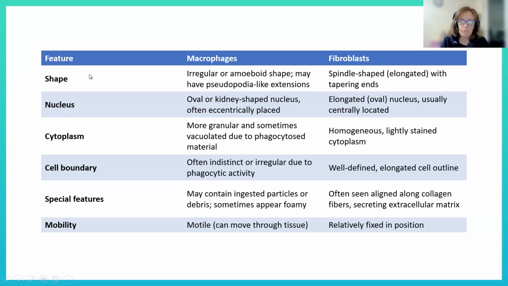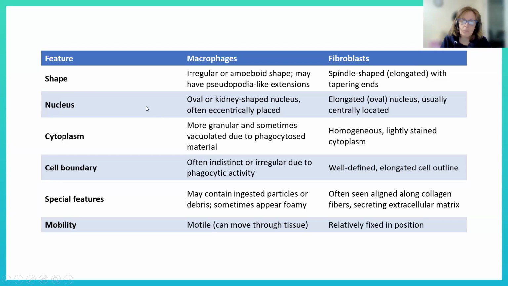Well, the shape. The macrophage has an irregular shape, and that's basically because they need to be able to engulf pathogens and things like that. They look like they've got arms or legs that engulf these pathogens. The fibroblasts are spindle shaped, so they're long-ish with tapered ends. So they should look different in shape, but you can't really tell what shape that macrophage is going to be in because they're so changeable.